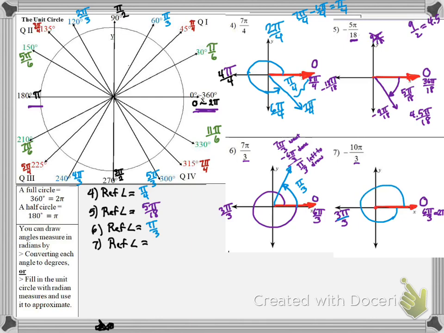I have negative 10 pi over 3. This is what I want. What did I already draw? 6 pi over 3 is done. And that would leave me negative 4 pi over 3 left to draw. That's what I have left to do.